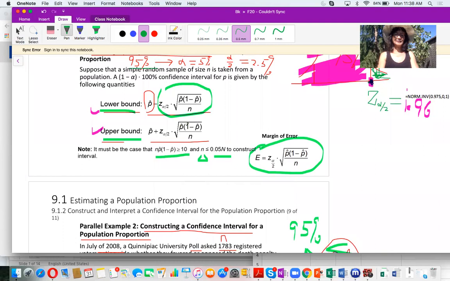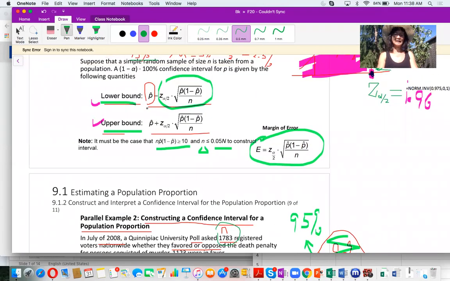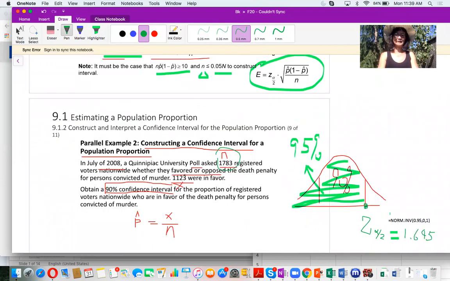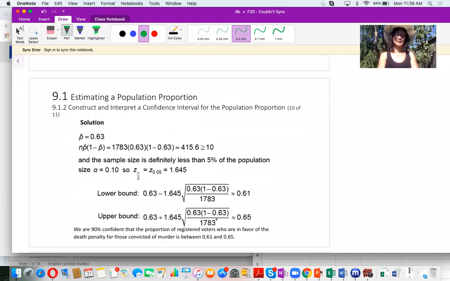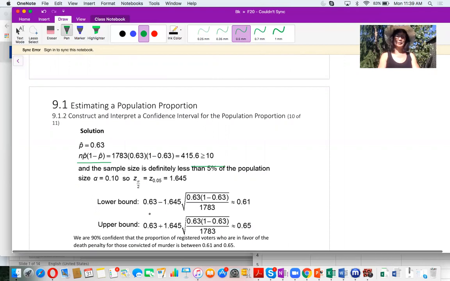What else do you need? You need N. We already have N here, 1,783. So you have all the numbers you need to calculate the lower bound and upper bound. All right, and you can get the number. So this is a complete solution. But before you do the calculation, make sure to check the requirements. N P hat times 1 minus P hat greater or equal to 10. Okay. So that is the confidence interval estimate for population proportion.